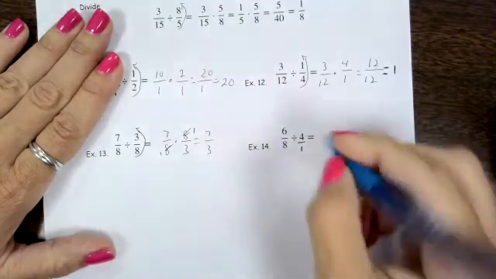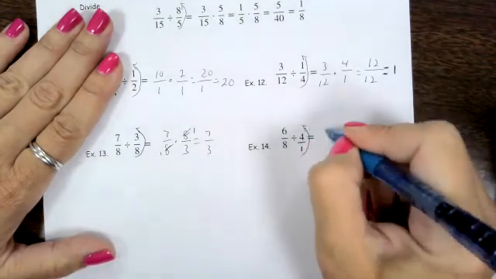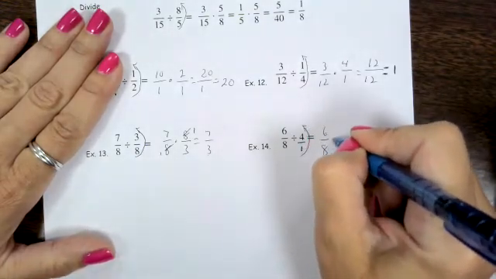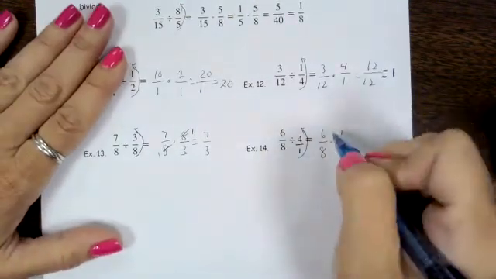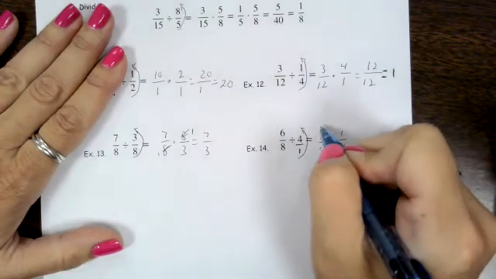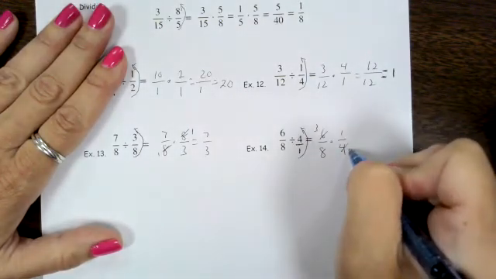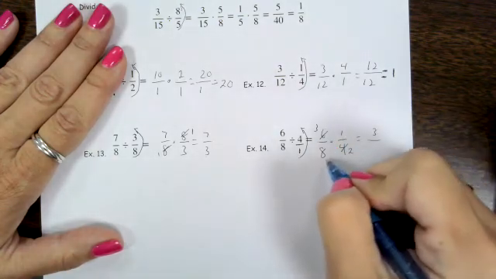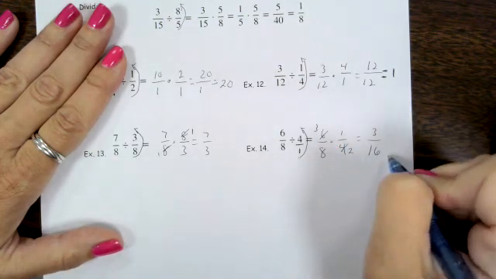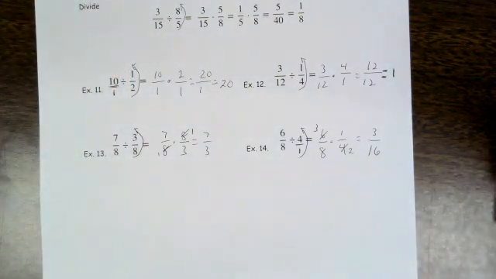Here, I'm going to make it look like a fraction, then flip. So 6/8 times 1/4. These are both even, so I can cut them in half. 3 times 1, 8 times 2 is 16, and that's reduced.